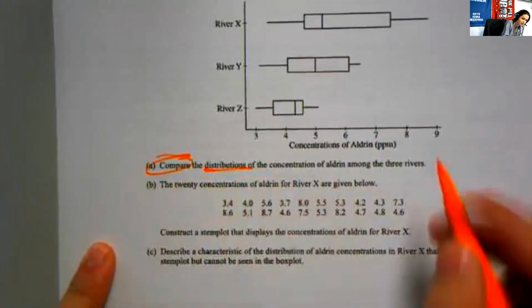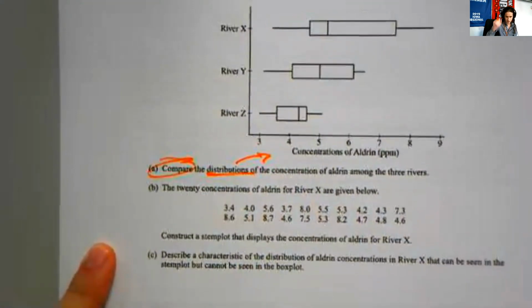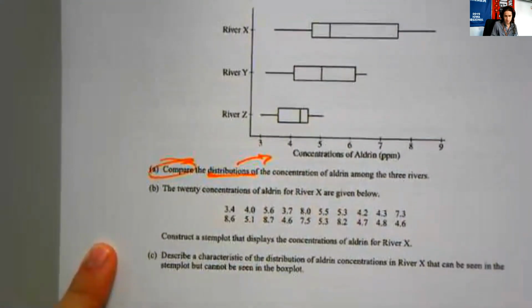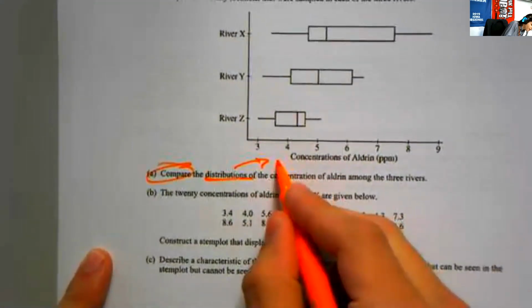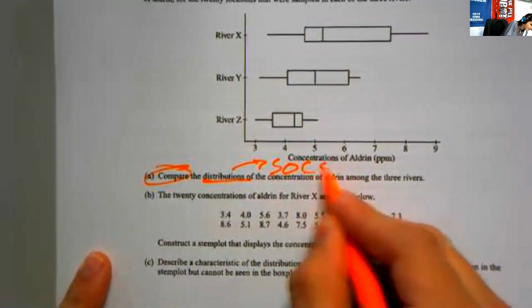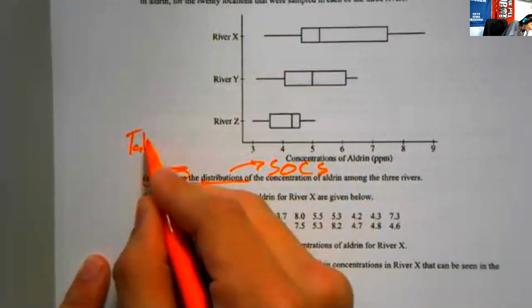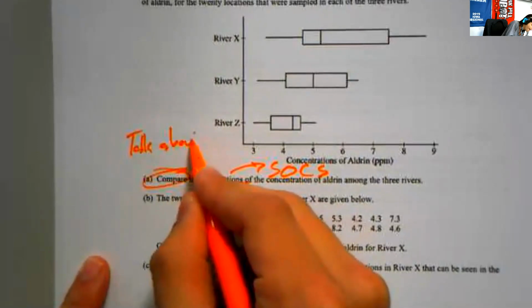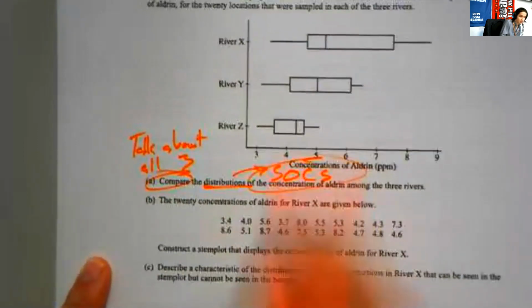Compare the distributions. Okay, if you see distributions, you better know what you need to talk about. Can you write down the acronym? SOCS, right? Hopefully you knew that. Shape, outliers, center, and spread. So compare means you need to talk about all 3, and you need to talk about SOCS for all 3.